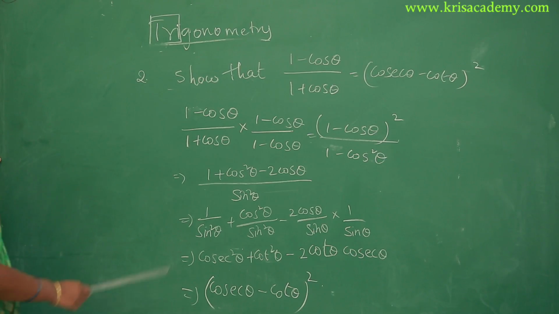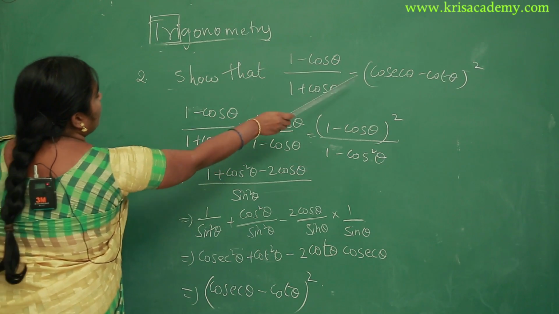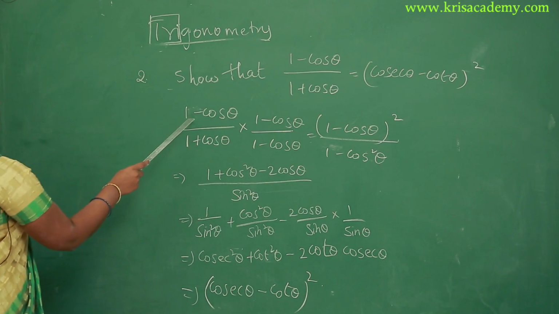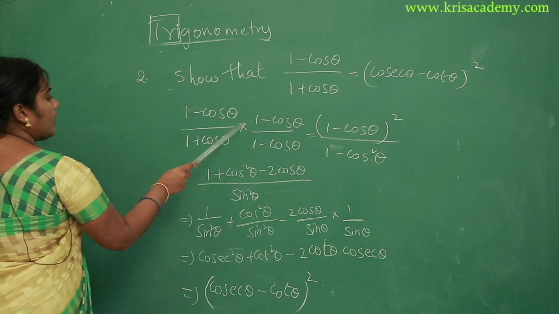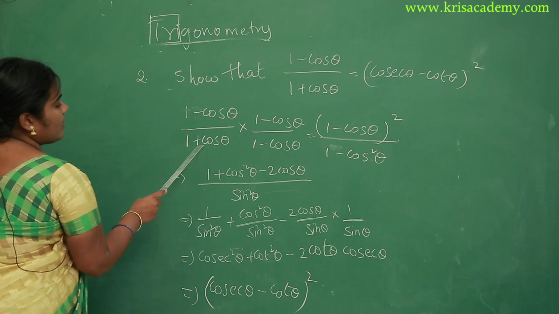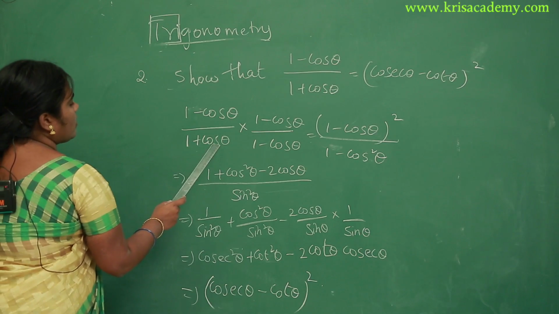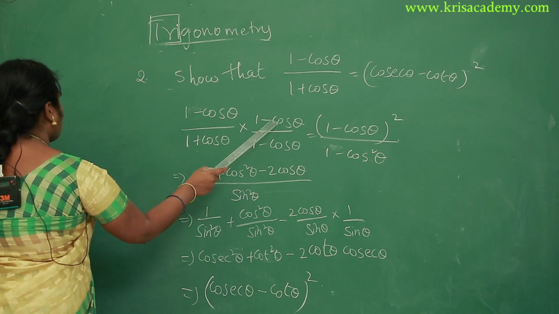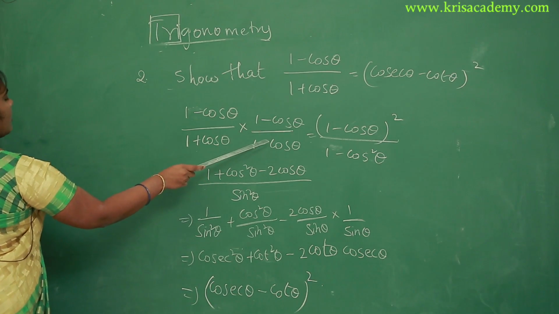So now, next problem: show that (1 − cos θ)/(1 + cos θ) is equal to (cosec θ − cot θ)². So now let us take LHS, (1 − cos θ)/(1 + cos θ). We are multiplying by the rationalizing factor. Rationalizing factor is nothing but, if a plus sign is there in the denominator terms, we have to write minus. So for 1 + cos θ the rationalizing factor is 1 − cos θ. So the same rationalizing factor 1 − cos θ should multiply both numerator and denominator.